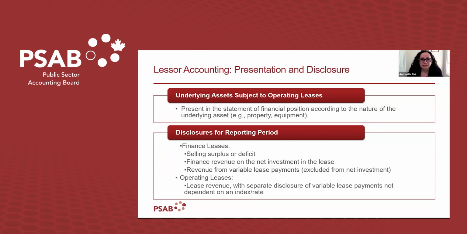Thank you, Stella. One question. You mentioned selling surplus or deficit. Can you help me understand what this means? The selling surplus or deficit term is extracted from IPSAS 43, paragraph 89A1. A possible interpretation of what selling surplus or deficit means is the gain or loss that arises when an asset subject to a finance lease is sold by the lessor. Oh, okay. Thank you for that clarification, Stella.